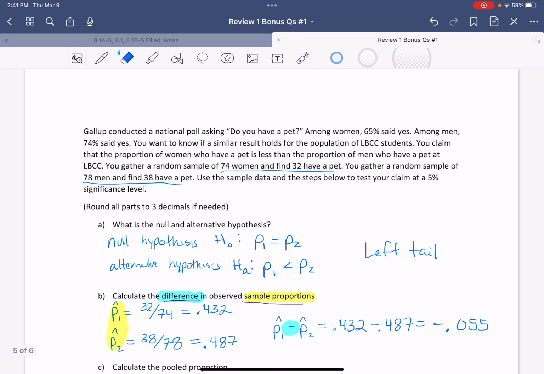Let's go back to it. What was the claim? Right here. Okay, so here's the claim. I'm going to highlight it. You claim that the proportion of women who have a pet is less than the proportion of men who have a pet at LBCC. That was the claim.